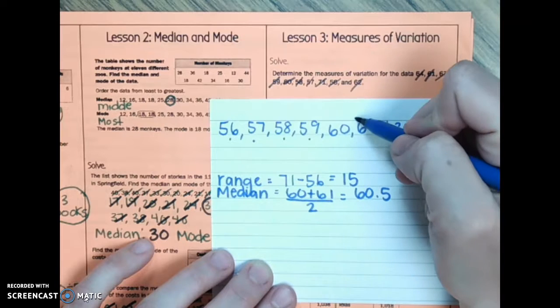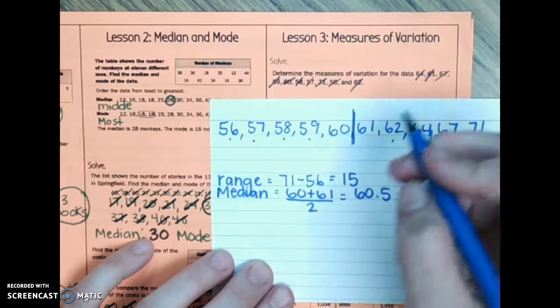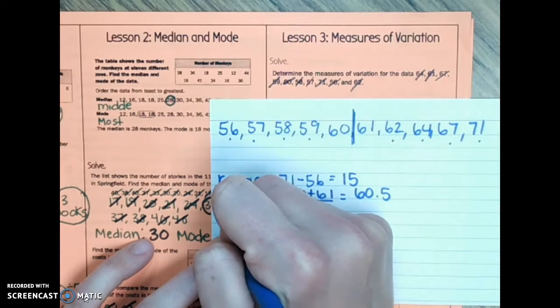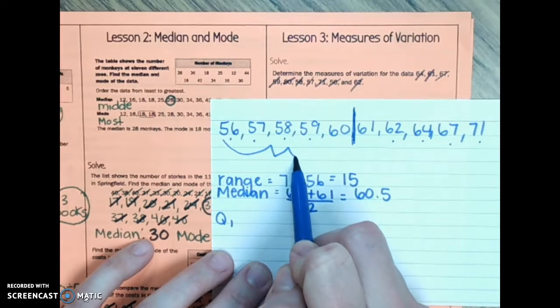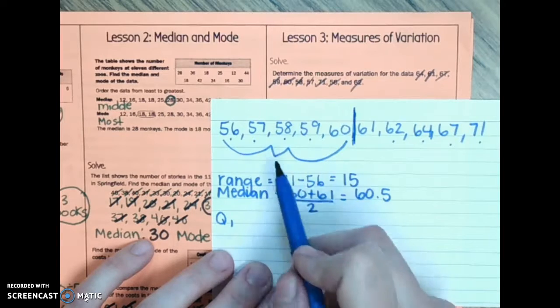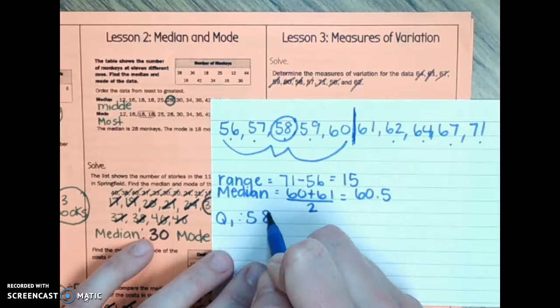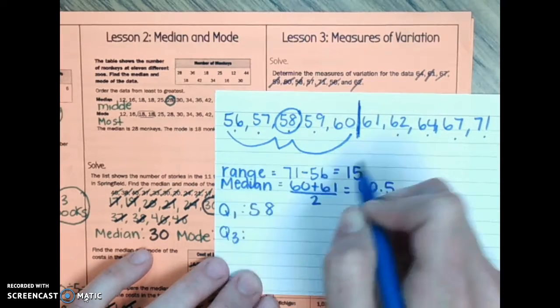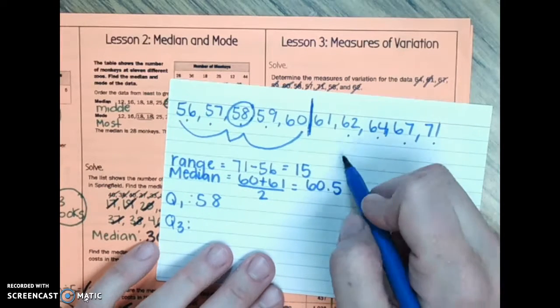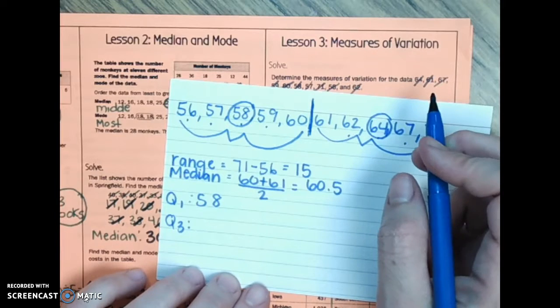Now, I'm going to put a little bar here because that's the middle. And I'm going to find Q1, which is quartile 1. So between here and here, I need to find the middle number. In this case, it's pretty easy because that's right in the middle, and it's 58. And Q3, which is quartile 3, I'm going to do the same thing on this side. So from here to here, our middle number is 64.